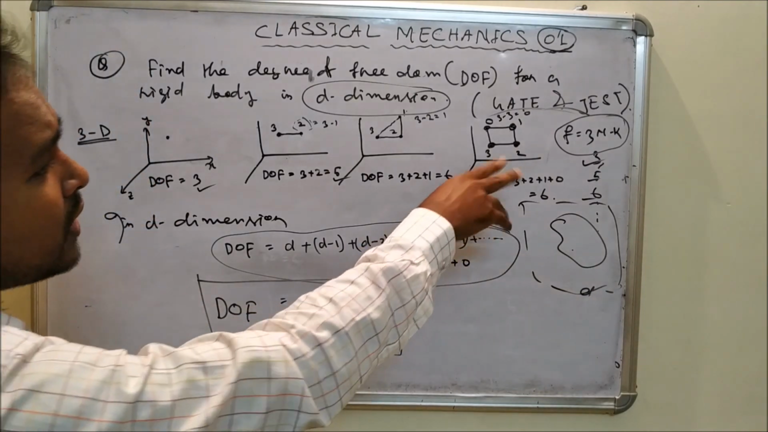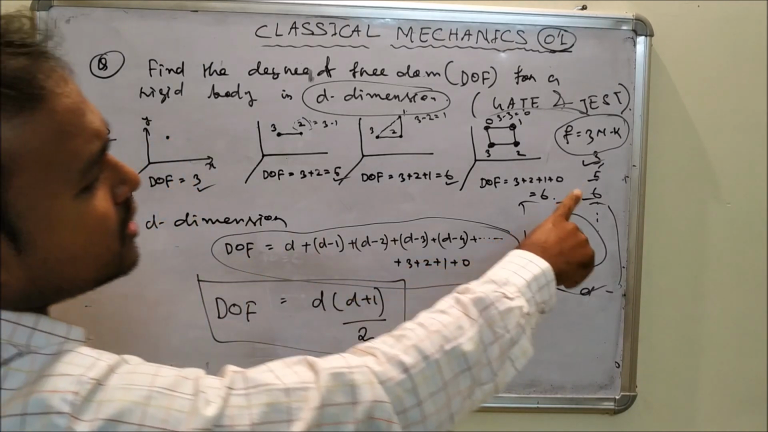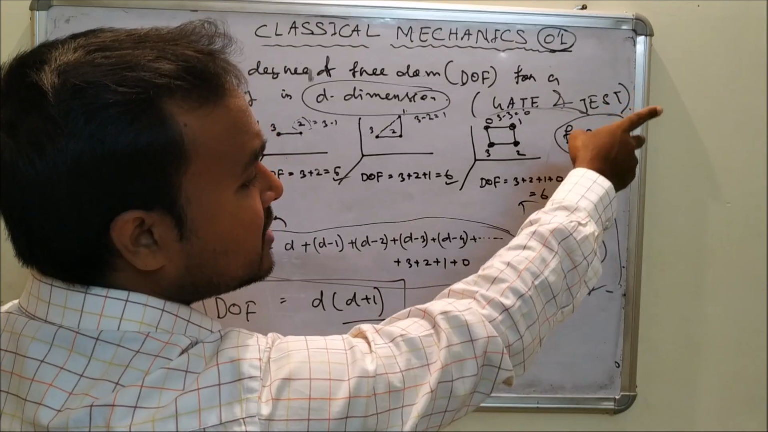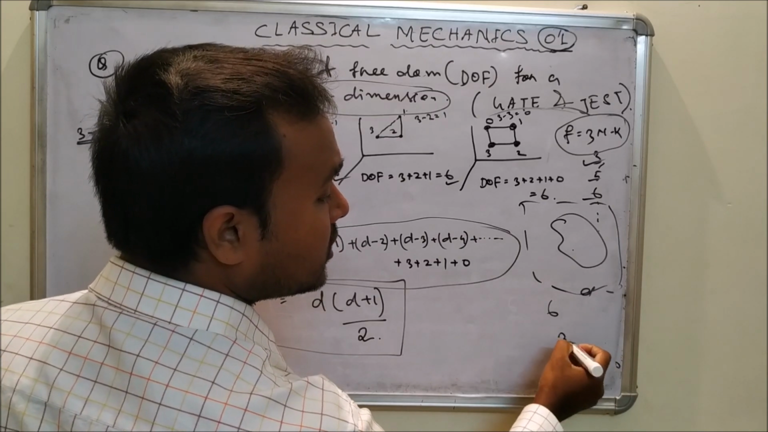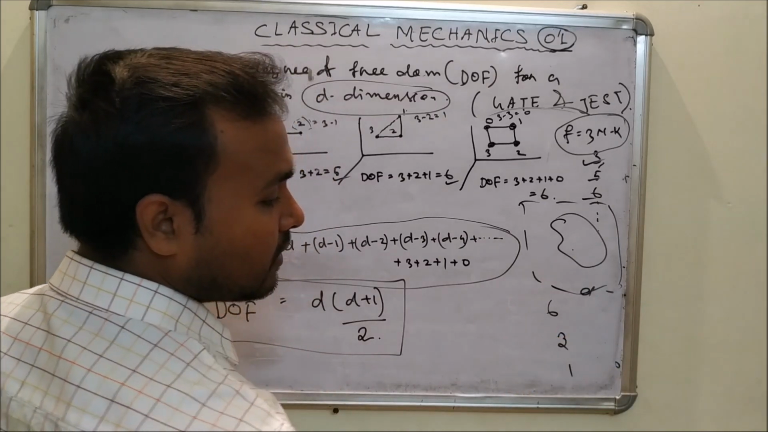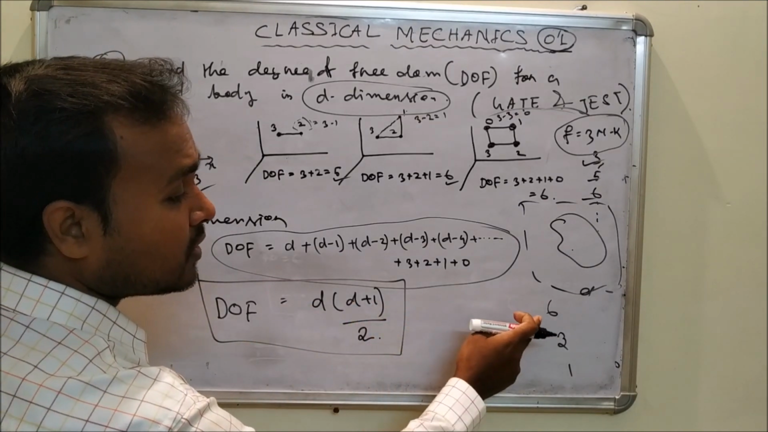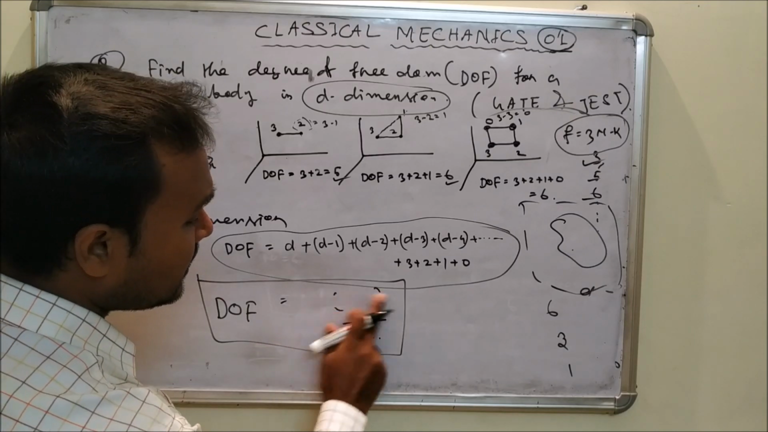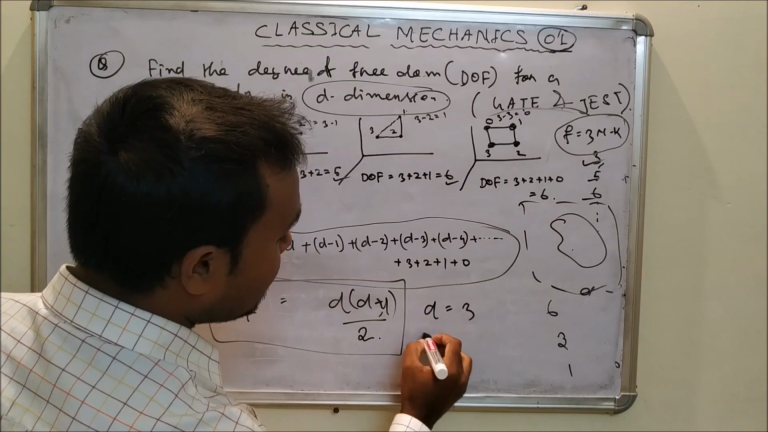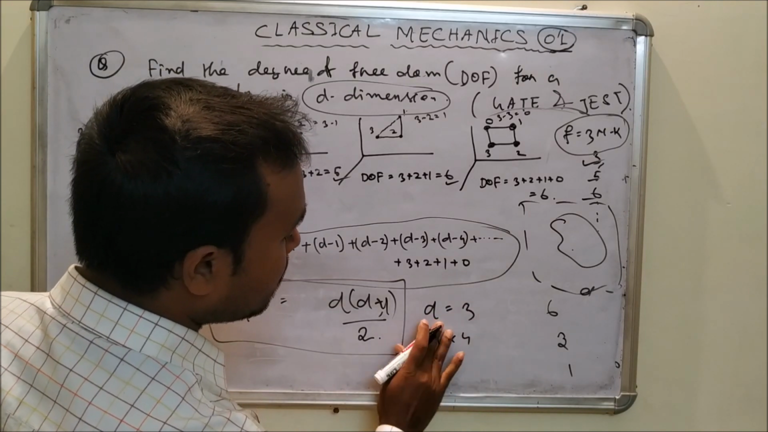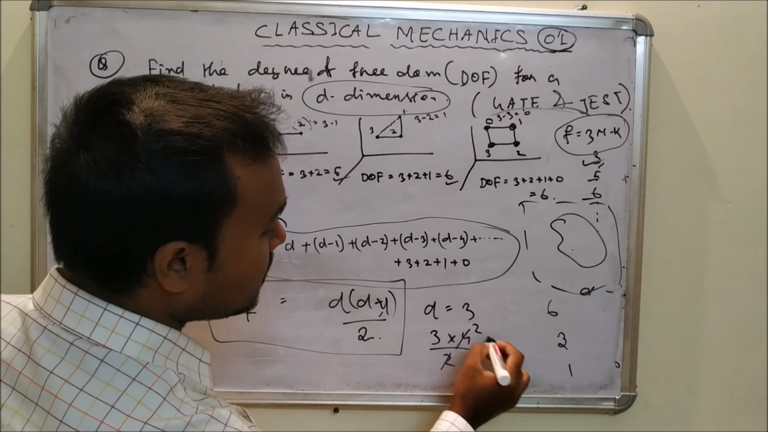Now look at, you want to verify it? For a rigid body in three dimensions we got six, right? And in two dimensions we got three. For one dimension you got one, right? Let's verify. For three dimensions, D is 3, so D into D plus 1 divided by 2. When D is equal to 3, it will be 3 into 3 plus 1, that is 4, divided by 2, it will be 2, 3 twos are 6.